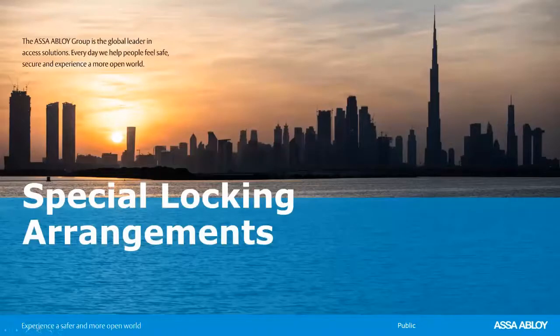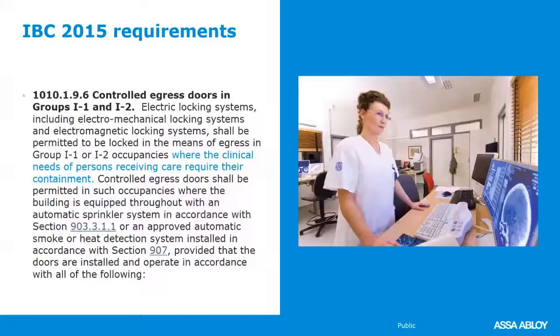Special locking arrangements are electromechanical devices locking the door using electricity. And in some of these cases, in many of these cases, we are actually physically locking the egress side of the door. The first one is called controlled egress.